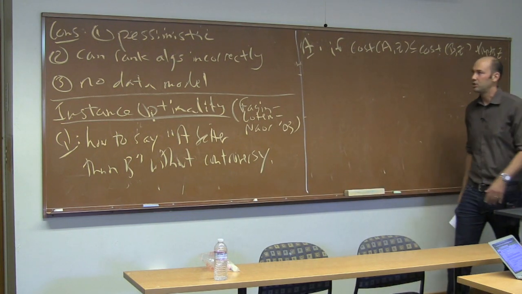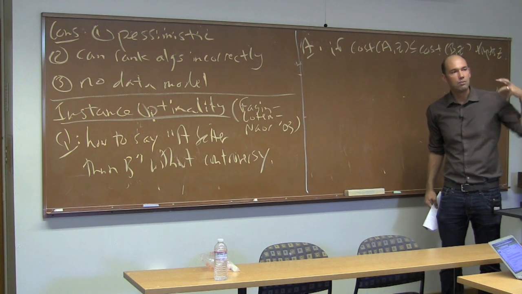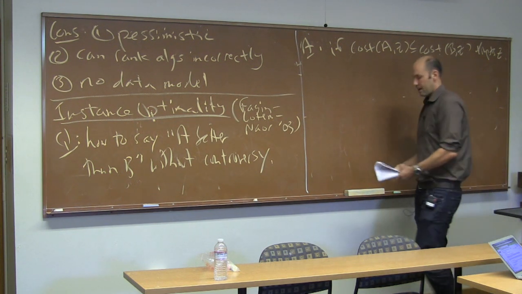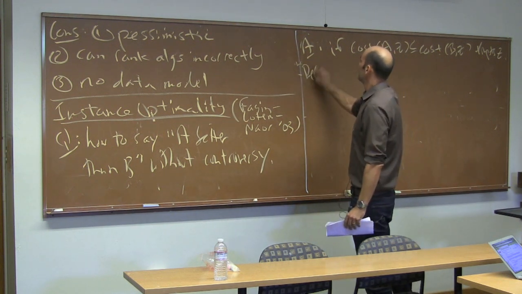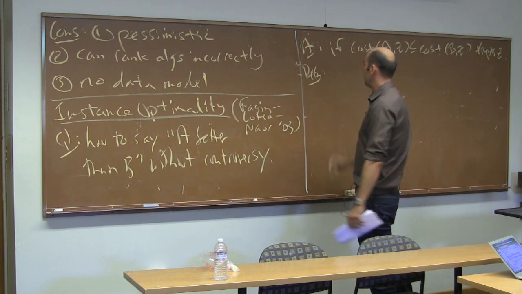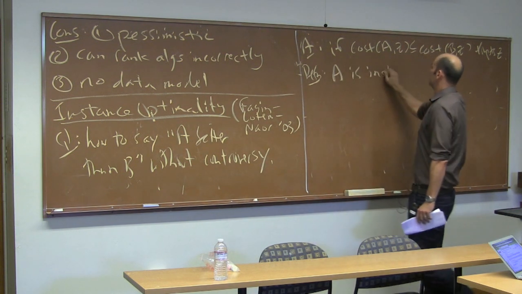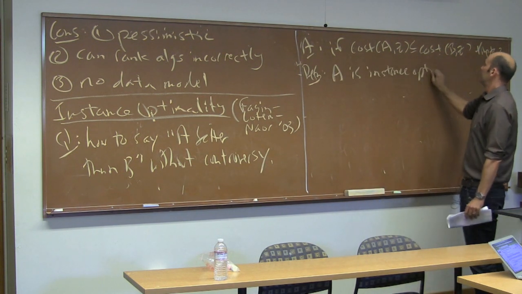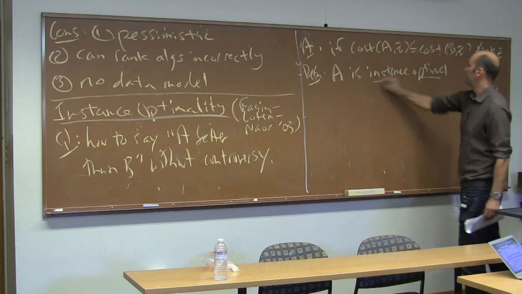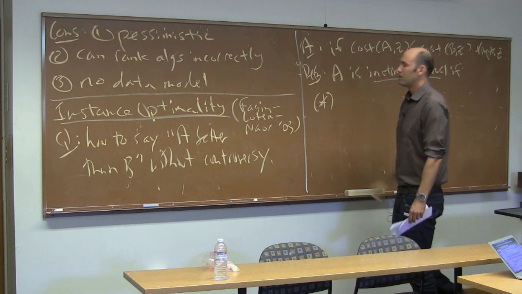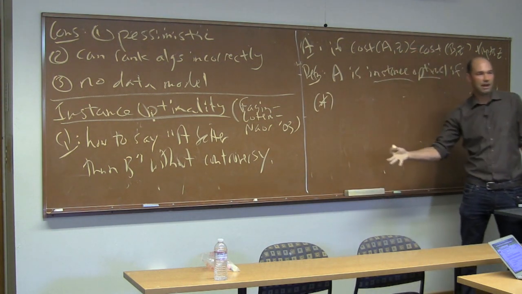So now let's return to the question: if you wanted to say that an algorithm was optimal in an uncontroversial sense, what would be a proposed definition? That's the notion of instance optimality. Algorithm A is instance optimal if star holds, so if A dominates every other algorithm.